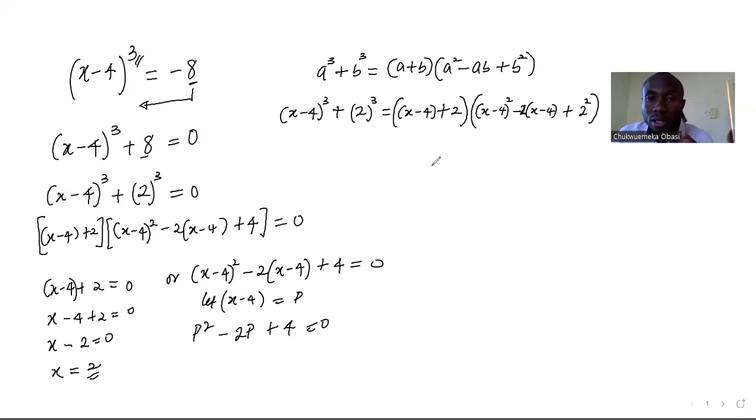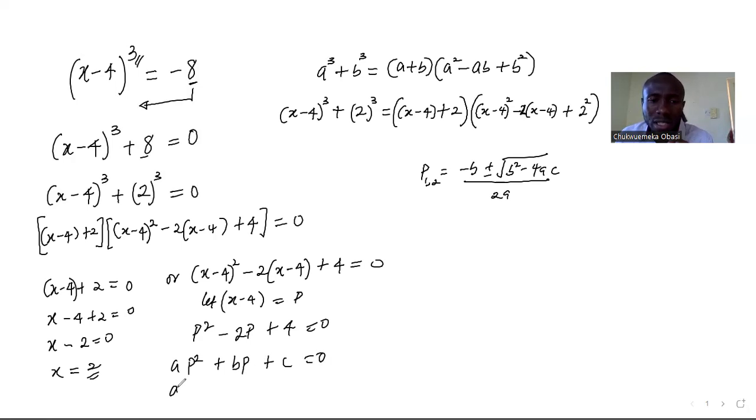The formula method is simply p1,2 is equal to minus b plus or minus the square root of b squared minus 4ac, all divided by 2a. So from here, you can equate this to the standard form of a quadratic equation, which is ap squared plus bp plus c equal to 0. This is actually the same as ax squared plus bx plus c equal to 0. They are all the same.